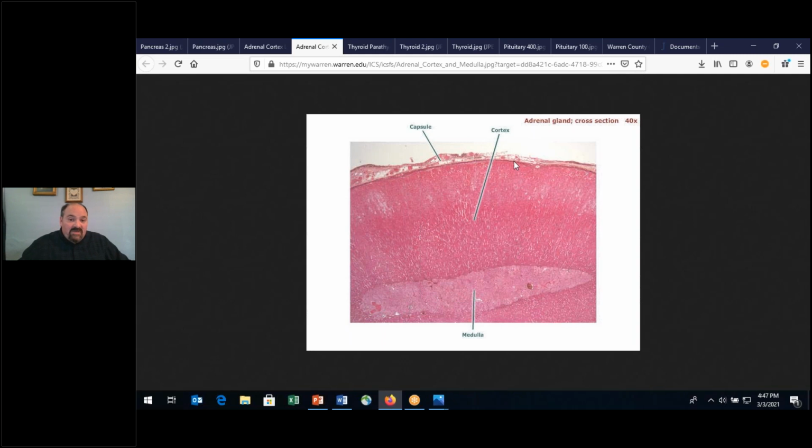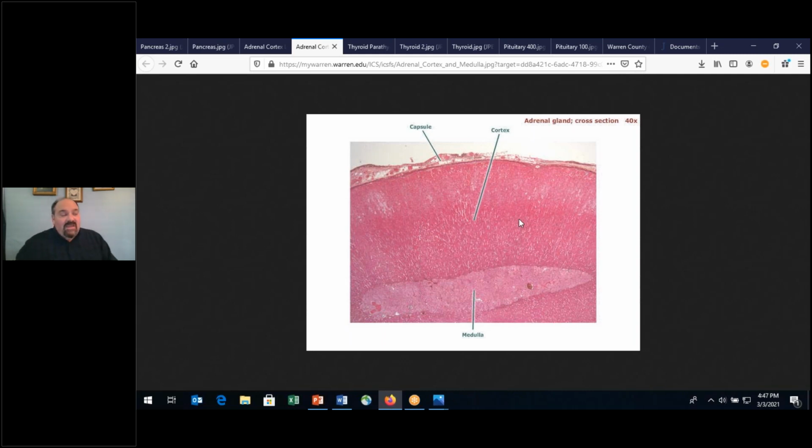So there are 3 layers present within the cortex. If I point in the lab to structures closer to the capsule, then you're thinking of the zona, remember there are zones, there are layers. So the glomerulosa, it's GFR. So the glomerulosa, the fasciculata, which is thicker, the larger layer, and then the reticularis.